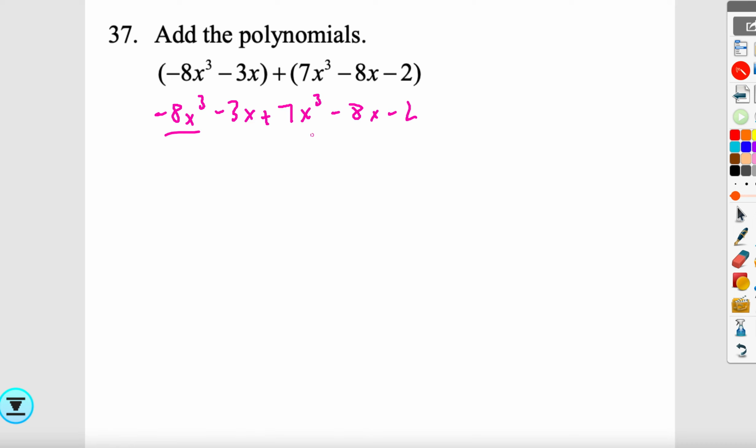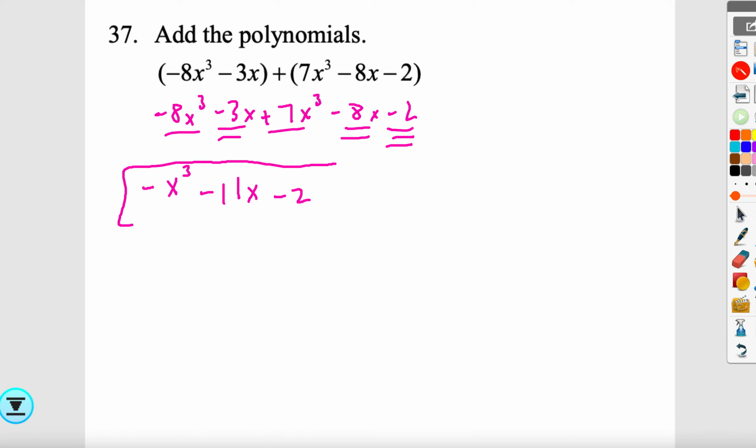Now combine your like terms. We combine those two. -8 plus 7 gives us -1x cubed, right? And then we have -3x and -8x, which is -11x. And then we just have the -2, bring that down. And there's no other terms, so we're done. None of these are like terms, so we can't combine those. So we're done adding. All right, let's keep going.